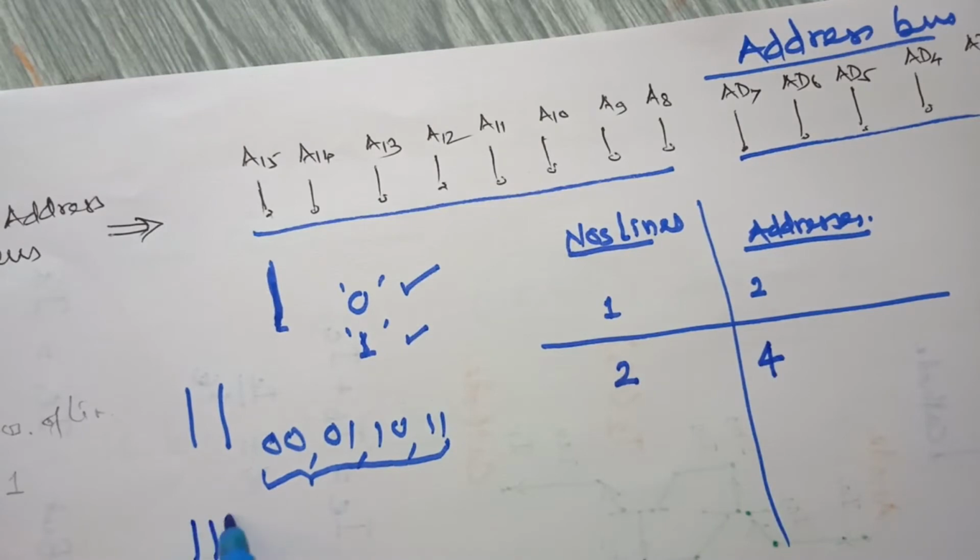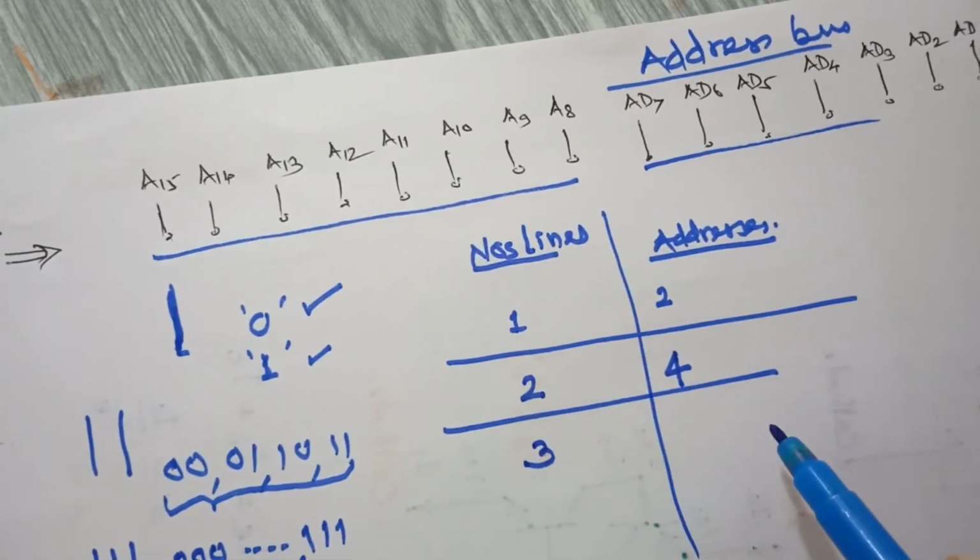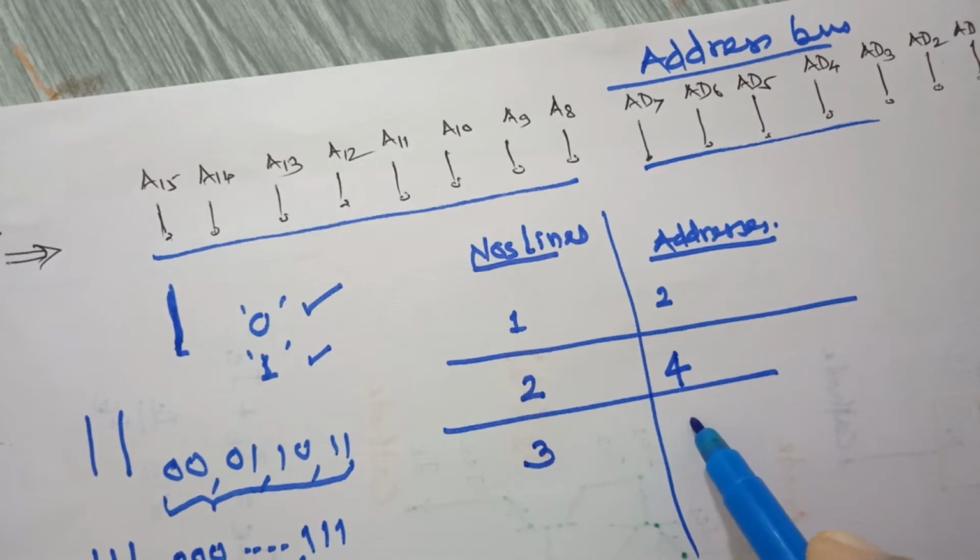With 3 lines, you can imagine, with 3 lines you have seen that from the 000 combination to 111, and how many are they? 8. So with 3 lines, the maximum possible distinct combinations of zeros and ones will be 8. So what I am listing, with this many lines you are getting 8 addresses.